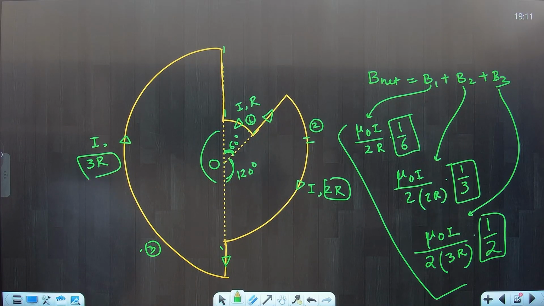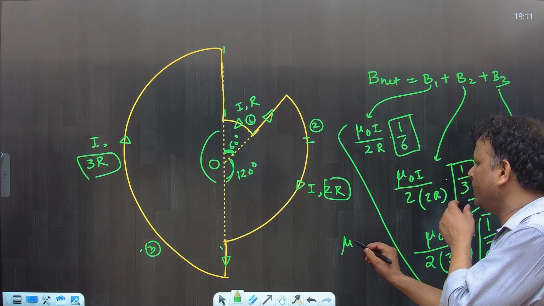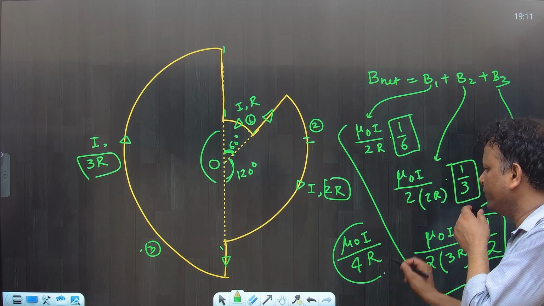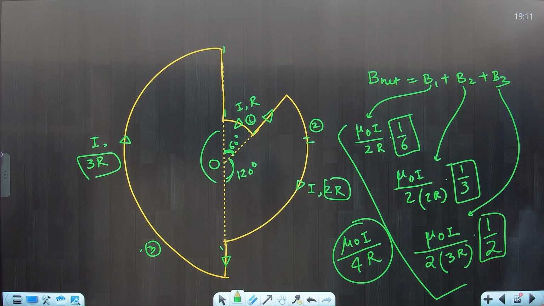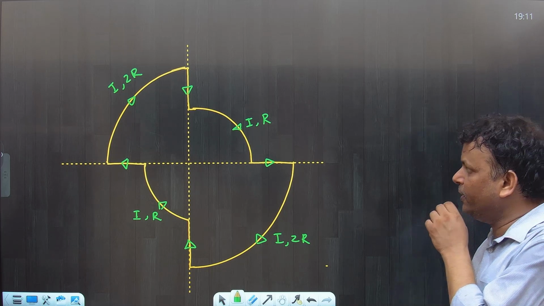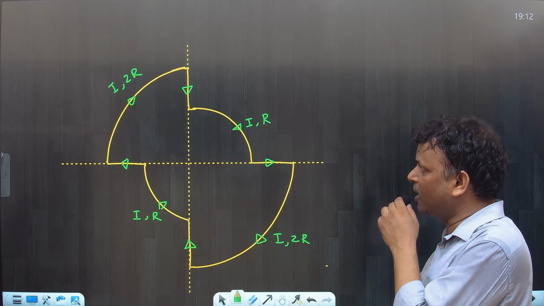Its answer is, I think, mu naught I by 4R. So you can check it by yourself, right? You add all these three magnetic fields. Now you have to calculate the magnetic field here. In this case also the magnetic fields are added.